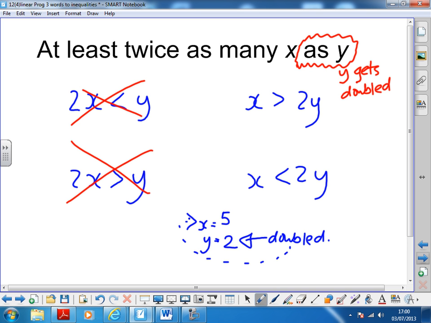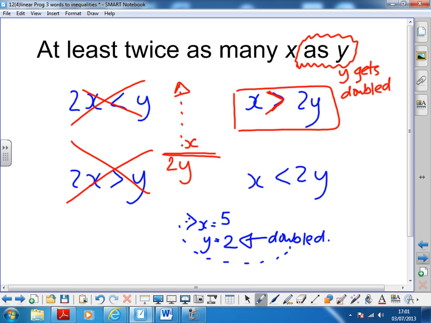So we get our y, 2, we double it, 4. Now, do we want that x value to be bigger than 4 or smaller than 4? We want x bigger, because it says at least. So you take your y, you double it, and then that kind of forms a lower bound for what x could be. X can be at least that. So x could be anything up here, anything bigger than the 2y, but certainly not smaller. So it's at least twice as many. So we need the x to exceed the 2y. So this is the one we're looking for. X is bigger than 2y.